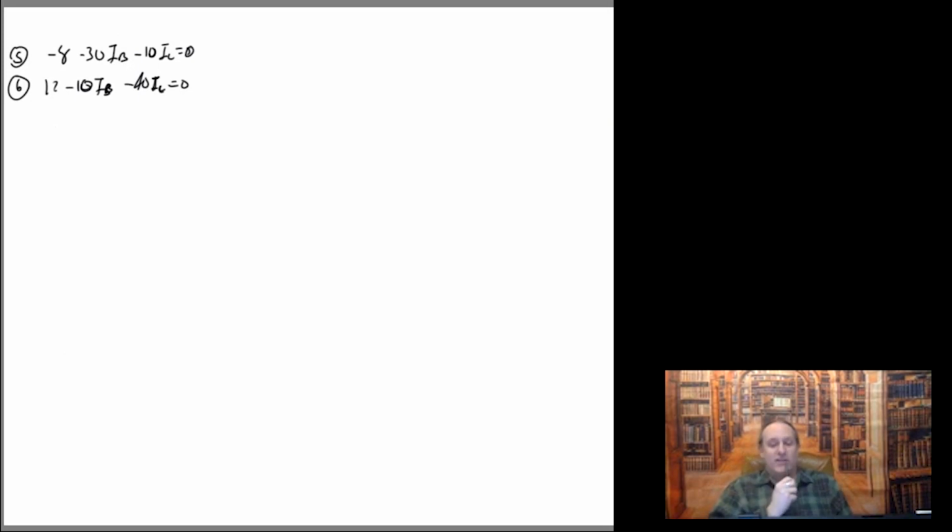So how can I solve these? Well, we can use substitution or elimination. I would probably lean toward elimination. That is, I would take equation 5 minus 3 times equation 6. So can you see why I would want to do that? Yeah, so Ben, why do I want to do that? Because you'd be able to eliminate the IB then.